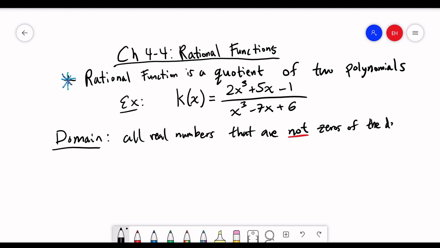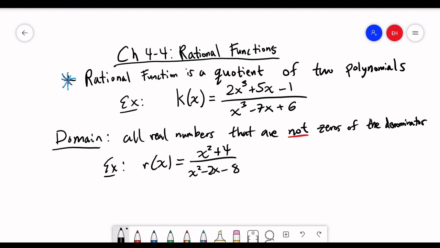So to find the domain for a rational function, we need to check what the zeros of the denominator are. And the domain will be all real numbers that aren't zeros of the denominator. So let's look at an example. Another rational function, r of x equal x squared plus 4 over x squared minus 2x minus 8.